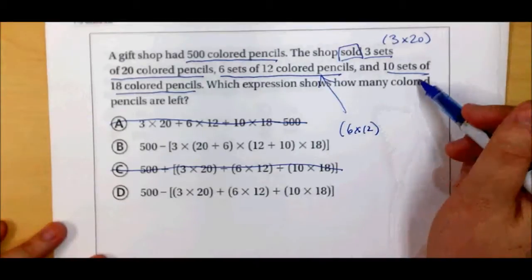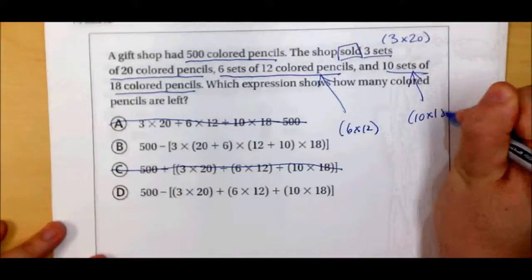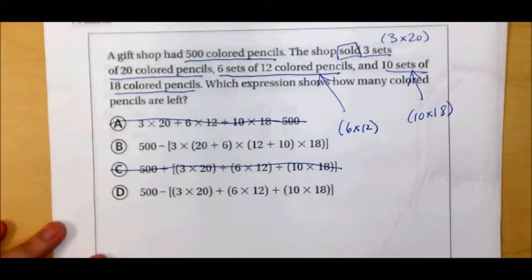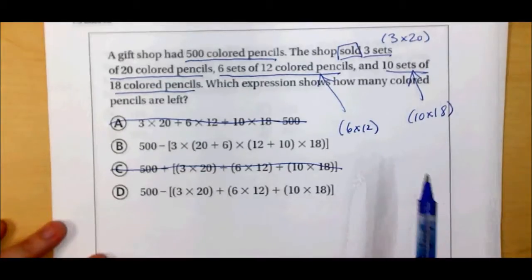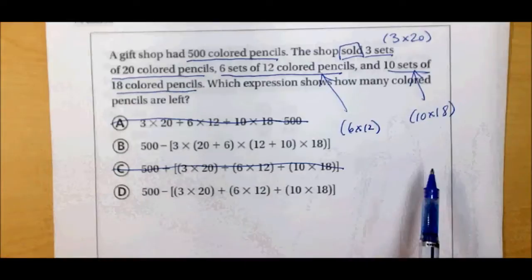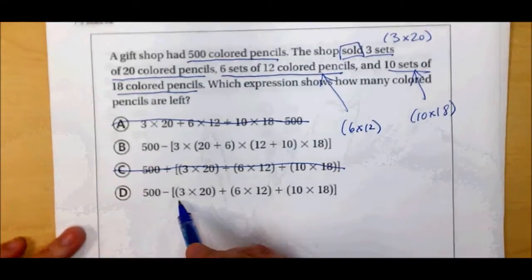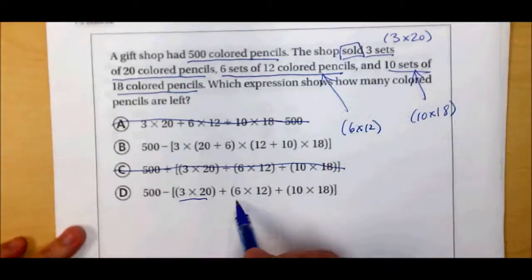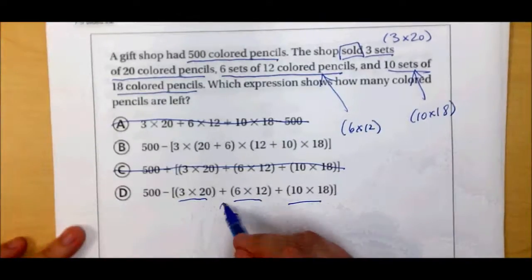And then I have 10 sets of 18 colored pencils. That gives me 10 times 18. Okay, so if I were going to add these three up, that would give me the total number of pencils that I sold. And then I would take that and divide it by 500. And if I look here, I have 3 times 20, I have 6 times 12, and I have 10 times 18. I'm adding them together.